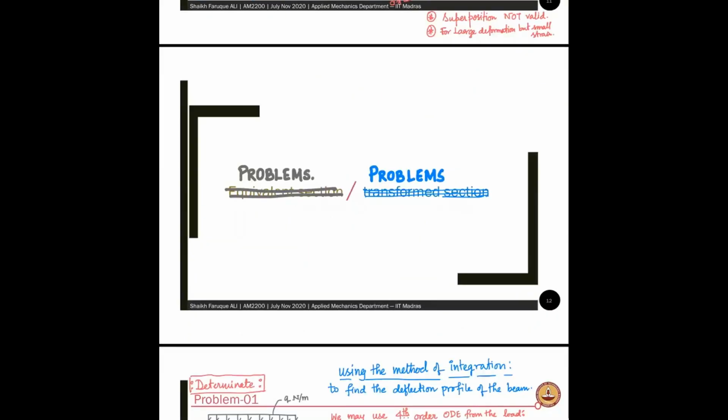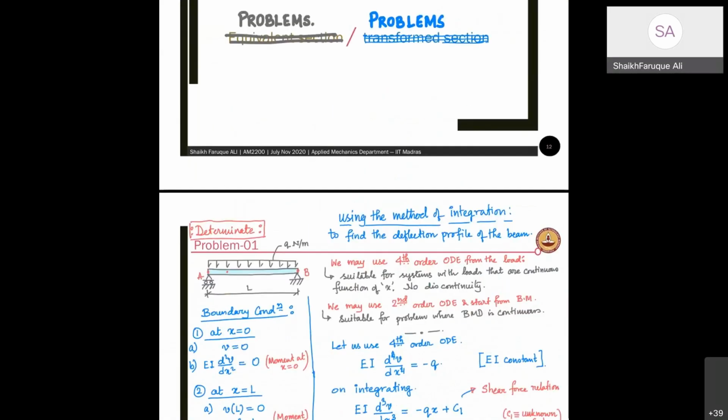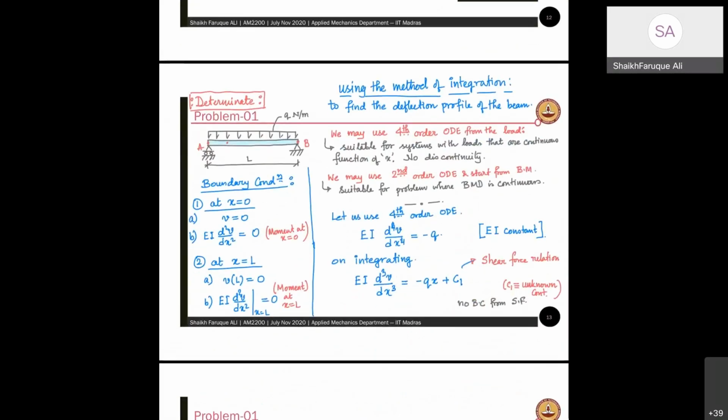Right. Solve 1 or 2 problems, and the rest I'll leave it to you to solve, because we are going to use the same integration methods everywhere, and just 1 or 2 examples would be enough. First example, we have a simply supported beam here. This is a simply supported beam of length L, and on the top of it there is a UDL given of intensity q Newton per meter. When I write per meter, meaning there is a width here, right?